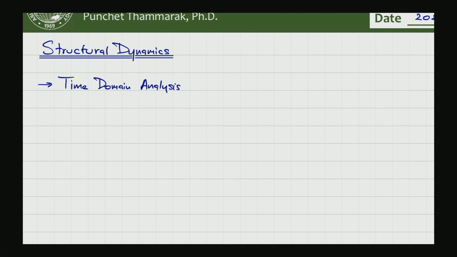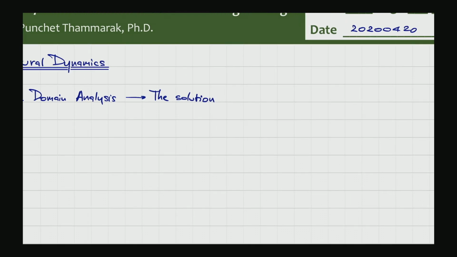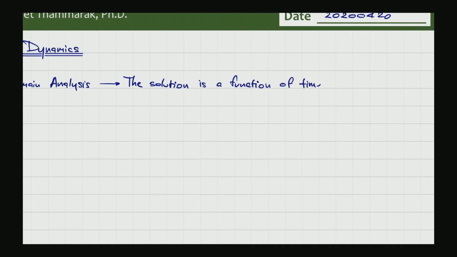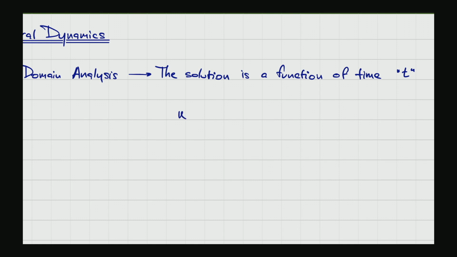The time domain analysis, the name suggests very clearly that we are talking about the time domain. So the solution has to be a function of time. That means you're gonna have the t, which stands for the time, in your function. It's gonna stay there in your function. That will be the part where you get the u, the displacement, as a function of t.